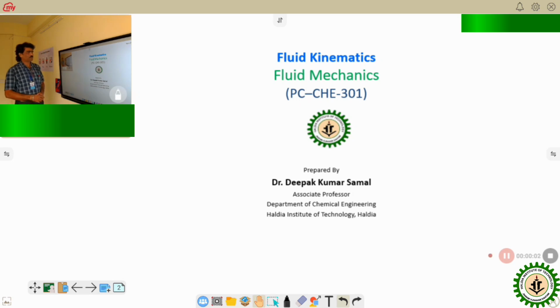Today we are going to learn about fluid kinematics: when fluids are in motion, how they behave, or what the governing equation is that we have to find so that, from an application point of view, we can do this. So let's start with the equation of motion.